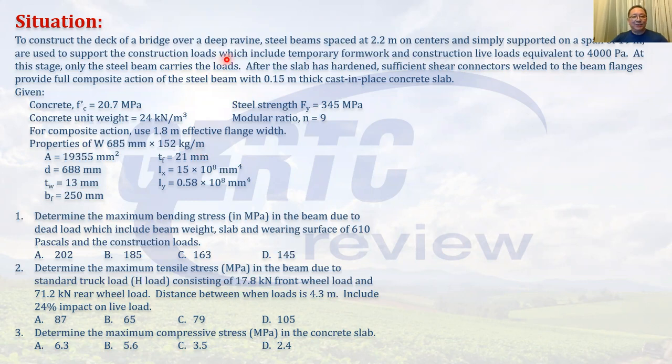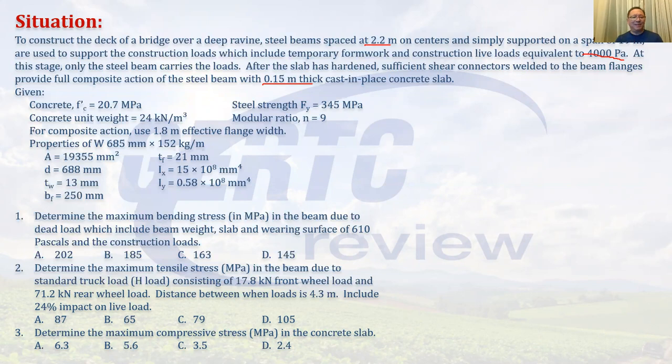To construct the deck of a bridge over a deep ravine, steel beams spaced at 2.2 meters on centers and simply supported on a span of 19 meters are used to support the construction loads, which include temporary formwork and construction live loads equivalent to 4,000 pascals. At this stage, only the steel beam carries the loads. After the slab has hardened, sufficient shear connectors welded to the beam flanges provide full composite action of the steel beam with a 0.15 meter thick cast in place concrete slab.